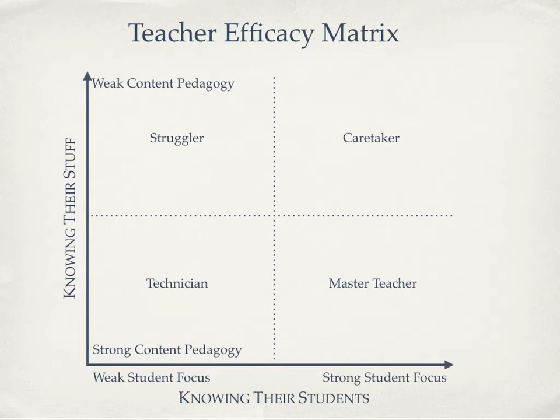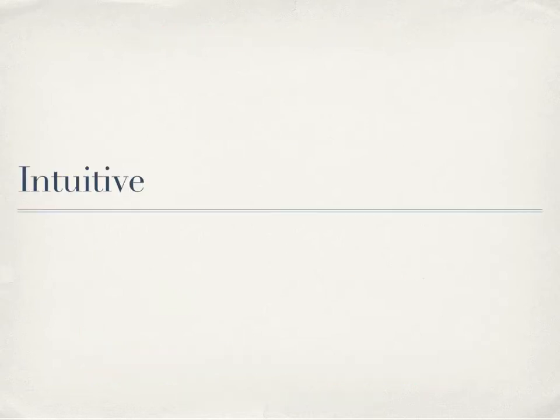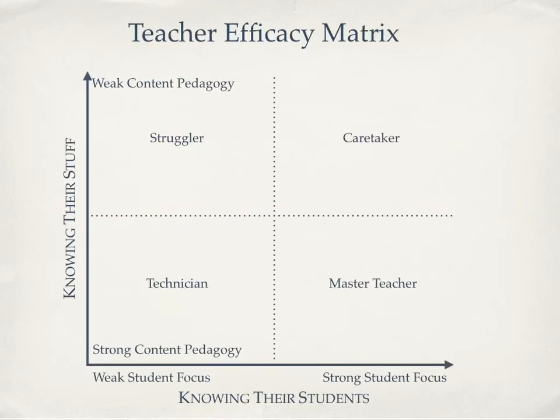Now you may notice that as I presented this, it wasn't as clear as it could be, and I'm going to talk about 2 reasons for that. The first one is that this chart is not necessarily intuitive. You'll notice on the y-axis that strong content pedagogy is at the bottom, while weak content is at the top.